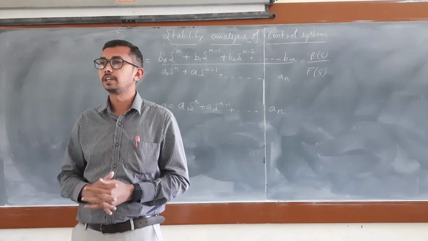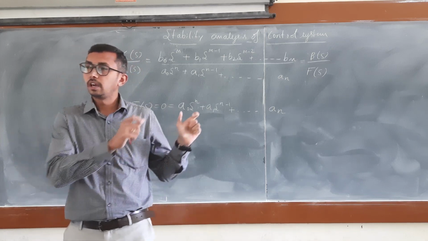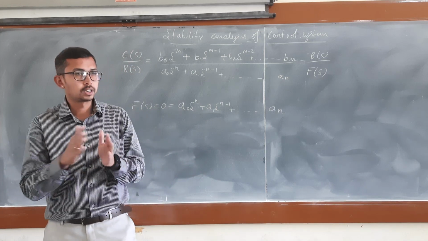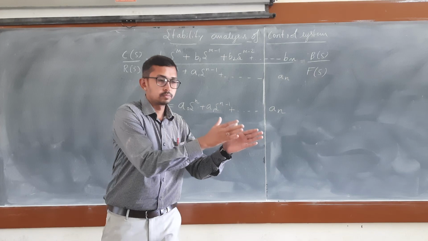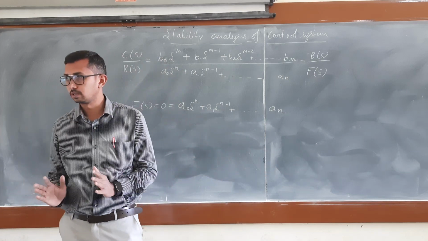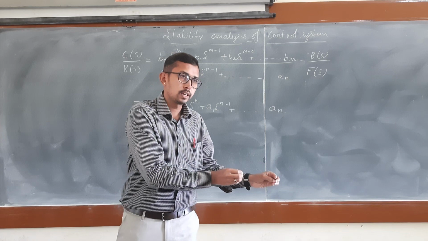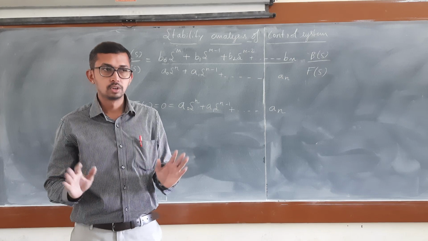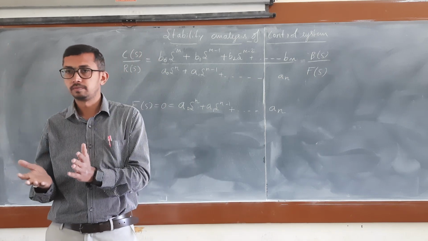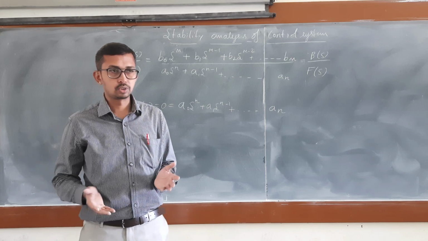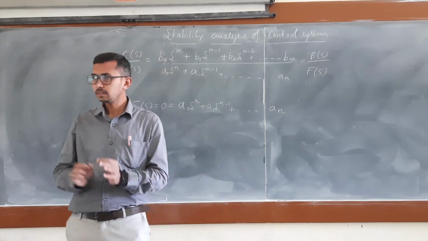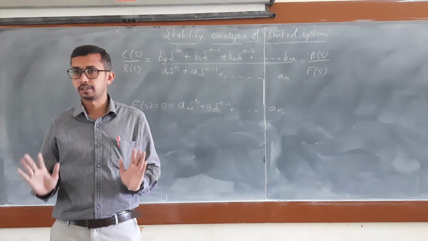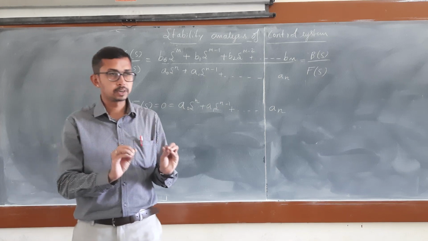What is the meaning of stability? As we all know, every machine will be having certain limits. Yes or no? Every machine will be having certain limits. This machine can work from so and so frequency to so and so frequency. If we give less than the prescribed power, whether the system is going to work? No. If we give more than that, what happens? It may get damaged. So every machine will be having certain limit or certain range where the machine is going to operate properly. That is what we are going to call as stability.